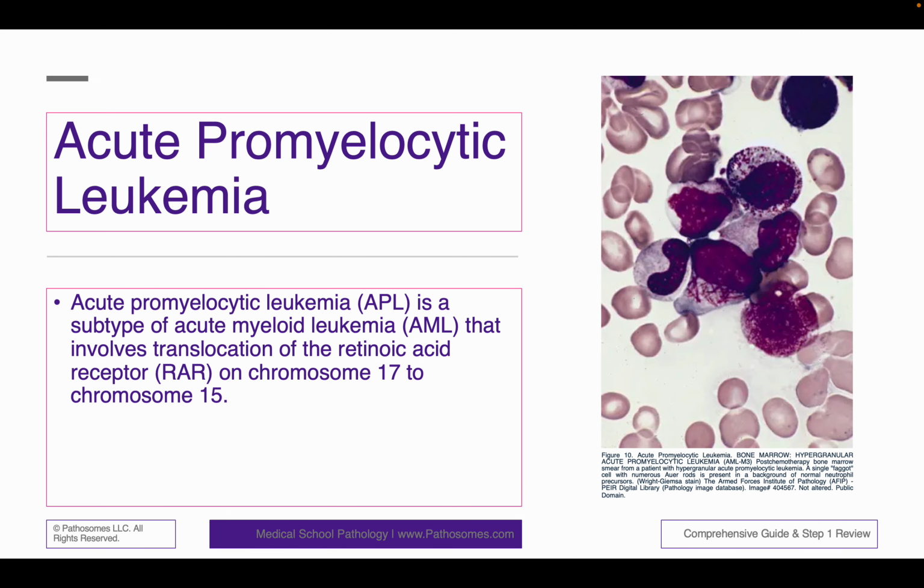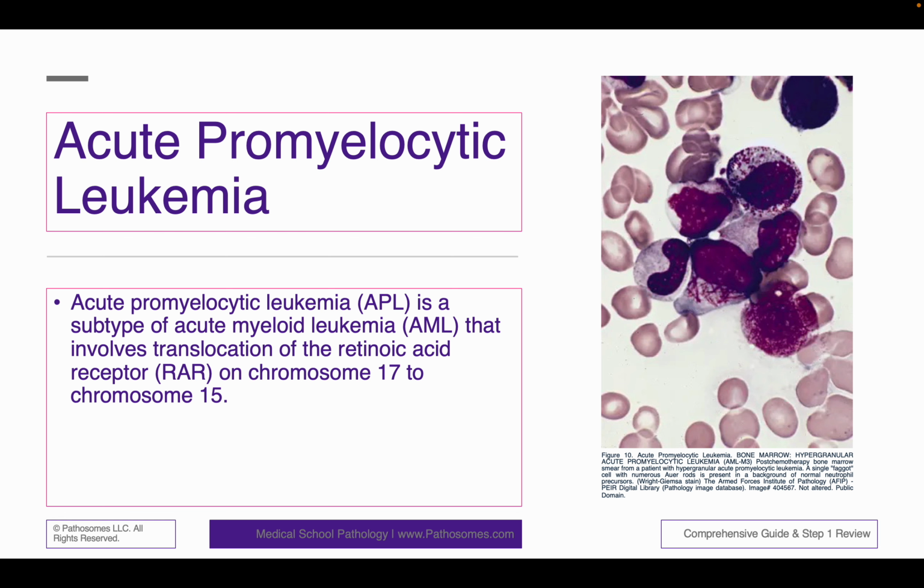Now you have to know this. Acute promyelocytic leukemia is a subtype of acute myeloid leukemia that involves translocation of the retinoic acid receptor on chromosome 17 to chromosome 15. So you have a 15-17 translocation. Now, make sure that this image here to the right is burned into your cortex, because you see something on here that's very, very, very important. You're going to see it again in the future, probably short future.